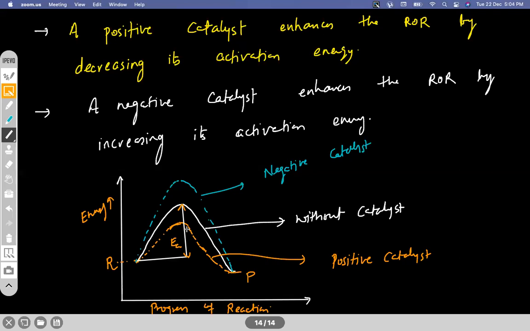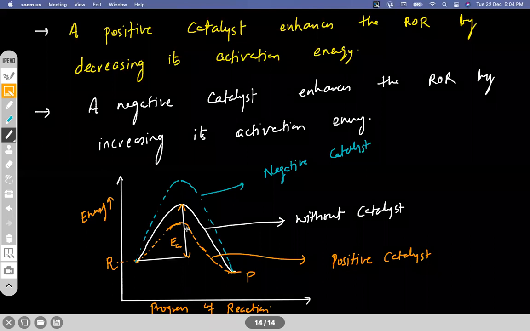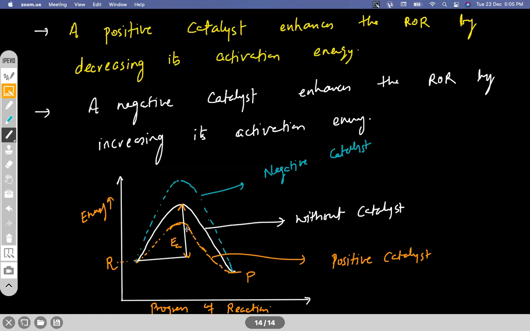Any doubt in this? Many times they have asked this question in the test, that the effect of catalyst is on the activation energy, not the initial and final state. If you see, it is the same only, right? The reactant is this for all the three reactions. The product is this for all the three reactions.